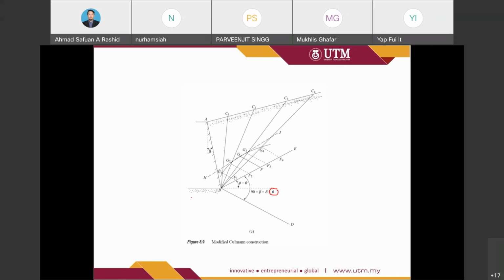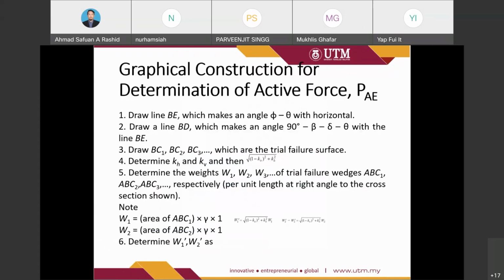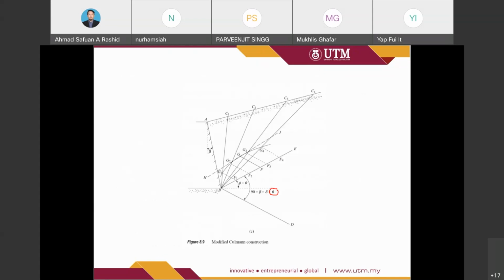Okay, so for the first step, based on the procedure here, draw line BE which makes an angle phi minus theta with the horizontal. So phi minus theta means that we need to count.